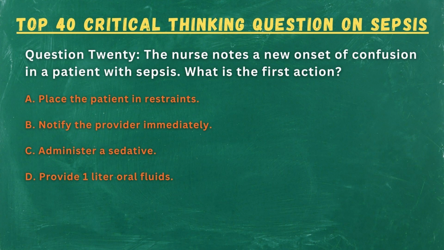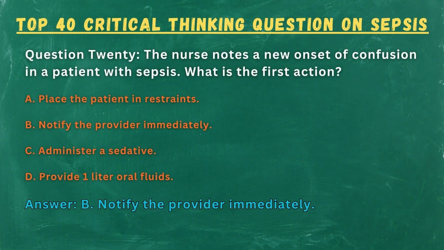Question 20. The nurse notes a new onset of confusion in a patient with sepsis. What is the first action? A. Place the patient in restraints. B. Notify the provider immediately. C. Administer a sedative. D. Provide 1 liter oral fluids. Answer: B. Notify the provider immediately.